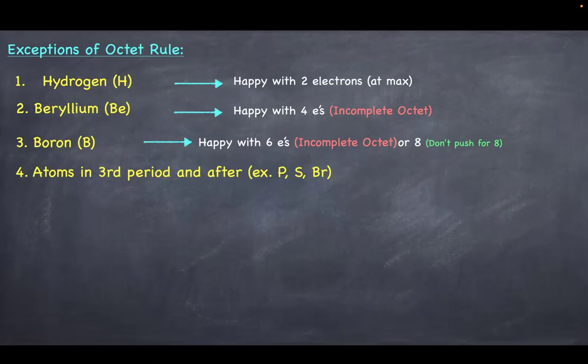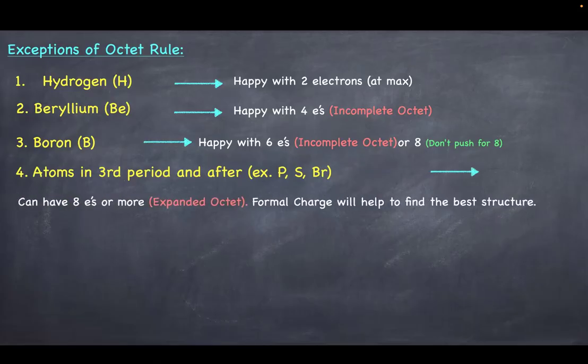And then at last are the atoms in the third period of the periodic table. And those atoms can have 8 electrons, which is a complete octet, or they can have more than 8 electrons, which, in that case, we call an expanded octet. And then with the help of the formal charge, we can find the best structures for them. Now I'm going to go into the details of each exception and talk about them with some examples.